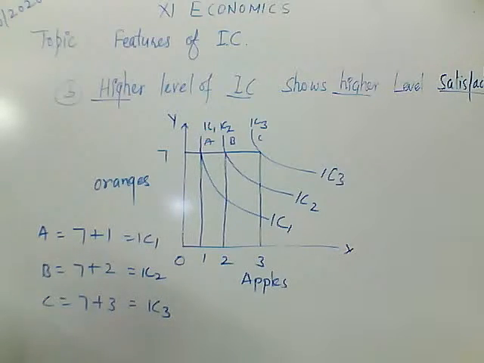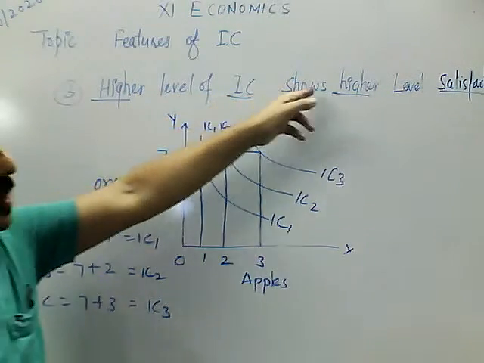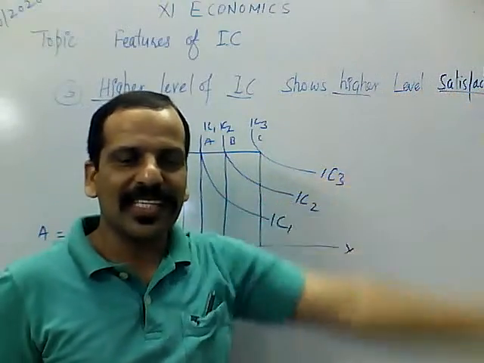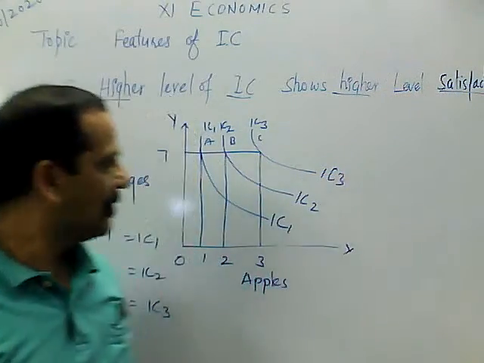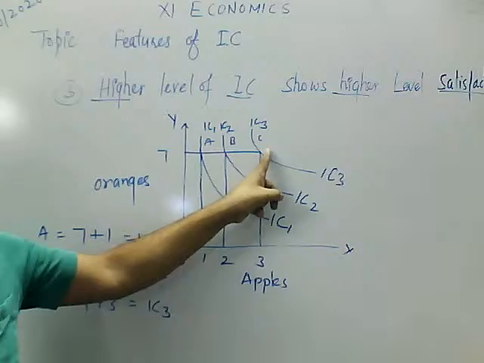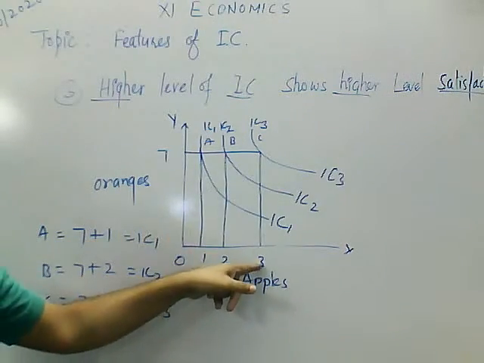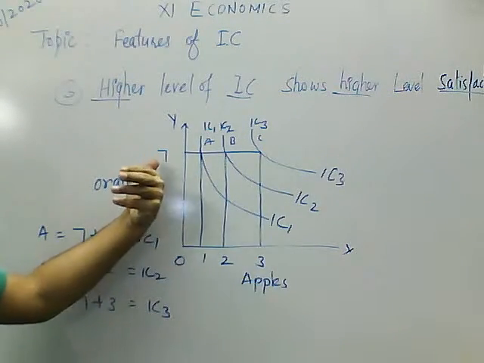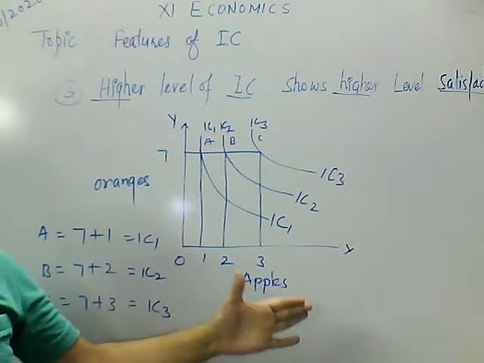Yes or no? A higher level of indifference curve shows a higher level of satisfaction. So IC3 at combination C gives you more combination of goods A and B, or oranges and apples.